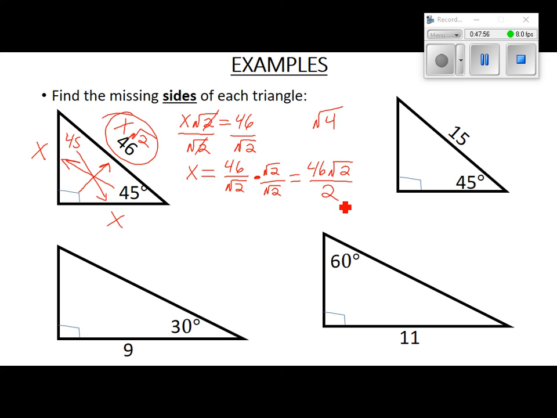Yeah, it's gone. Now, guess what we can do with this 2 and this 46? Divide it. What do you come up with? 23 times the square root of 2. What's left on bottom? Nothing. So we're left with x equals 23 radical 2. How long is this side? 23 radical 2. How long is this side? 23 radical 2.